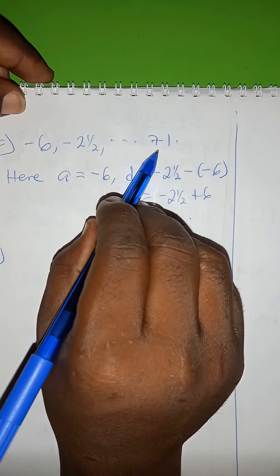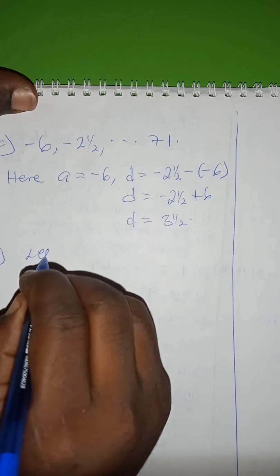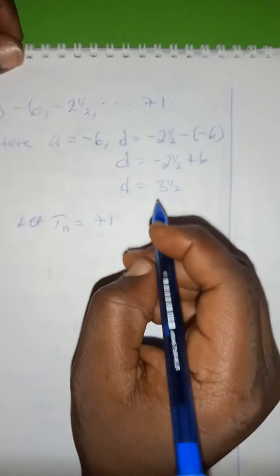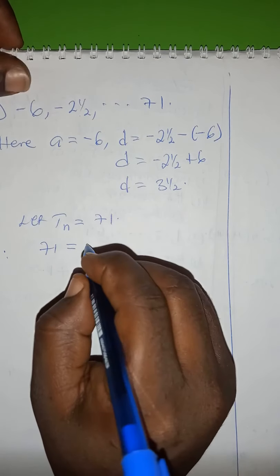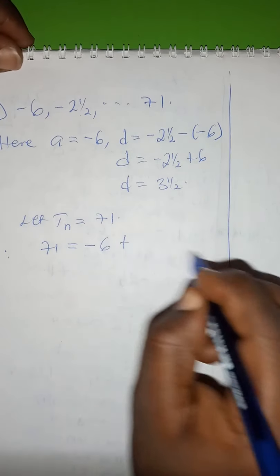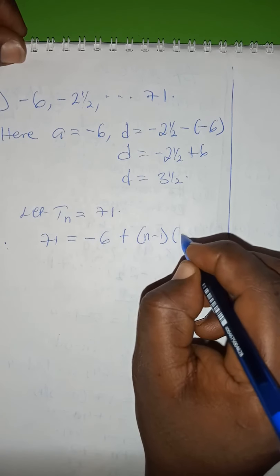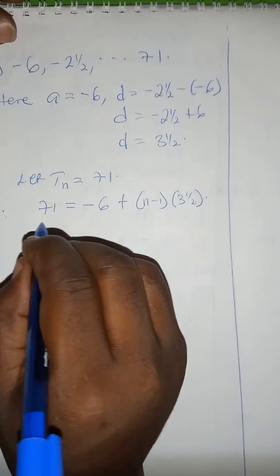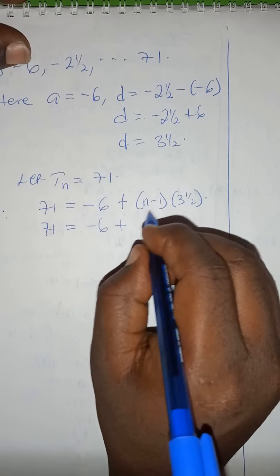I'll set this equal to the last term, the nth term. So I'll say let Tn is equal to 71. That's in finding the number of terms. Okay, therefore I have 71 is equal to the first term, minus 6, plus, using the formula, n minus 1, then the common difference is 3.5. So that's it. So I'm going to manipulate this.